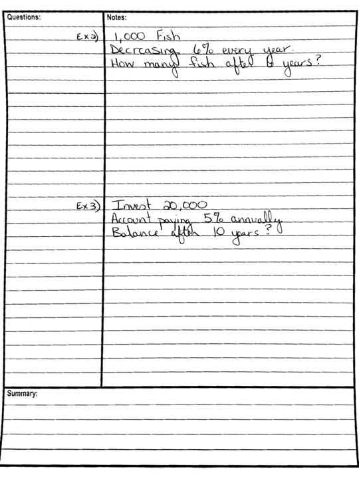So example 2 talks about we have 1,000 fish. It's decreasing at a rate of 6% every year. And how many fish are going to be left after 6 years? So to start with this, we kind of need to plug our numbers in where they belong. And think of your formula as y equals a times b to the power of x. And our initial value is we have 1,000 fish. So it's going to go in for a.